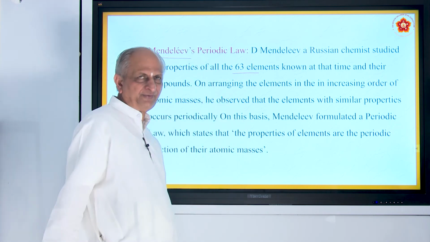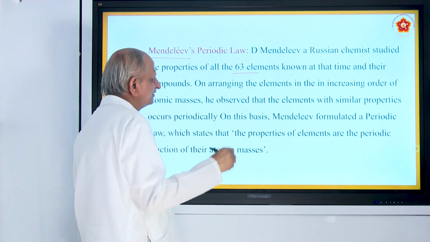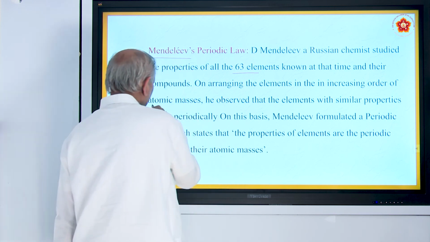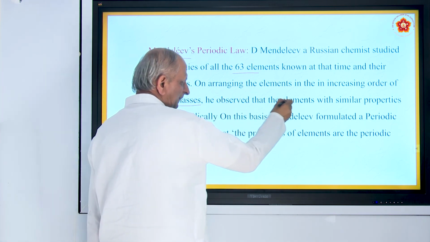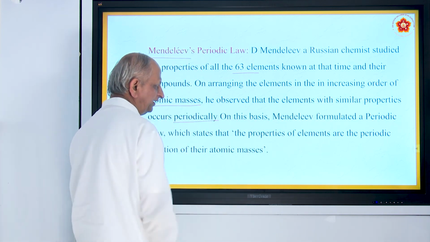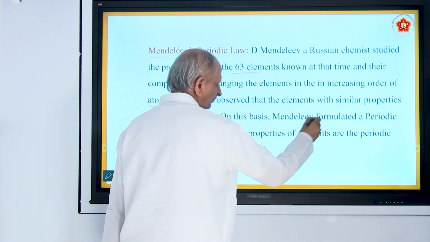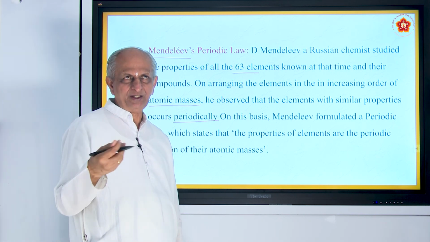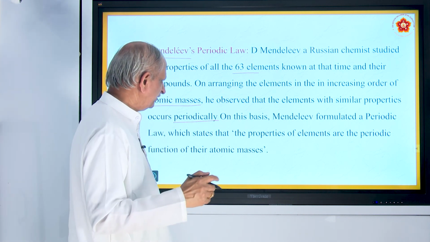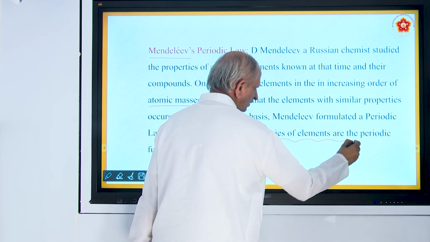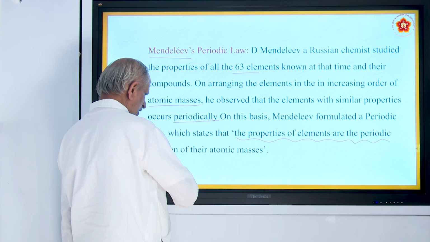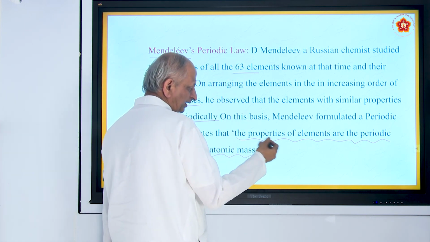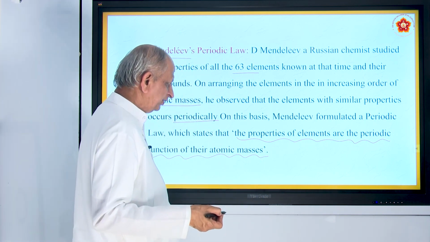So similarly, Mendeleev also got a flash of arranging these elements. 63 elements were known at that time, and their compounds. On arranging the elements in increasing order of atomic masses, he observed that elements with similar properties occur periodically. On this basis, Mendeleev formulated the periodic law. So as I told you a few minutes back, this periodic table is based on a law. And the law says properties of elements and their compounds are the periodic functions of their atomic masses. He arranged the elements in increasing order of atomic masses.